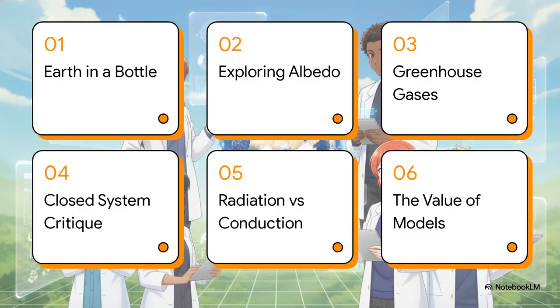Just to give you a quick roadmap of where we're headed, we'll start off by building our Earth in a bottle, then explore the albedo effect and simulate some greenhouse gases. After that, we're going to pivot and look at a methodological critique of these closed systems, break down the actual physics of radiation versus conduction, and wrap up by weighing the true value of scientific models.